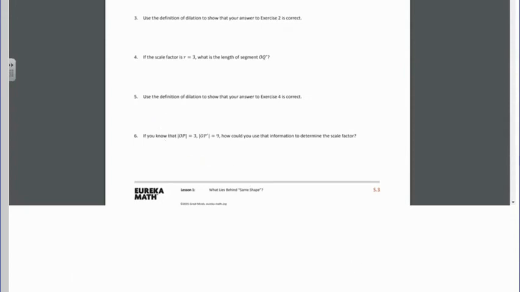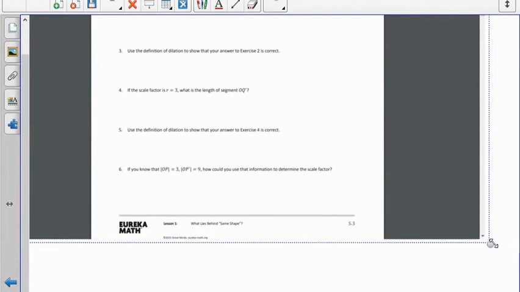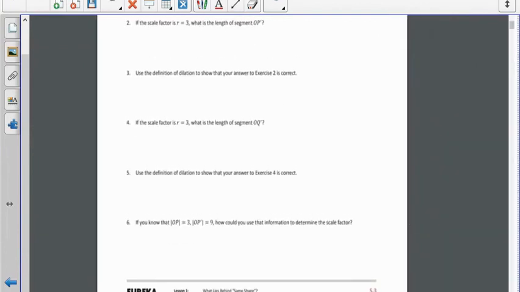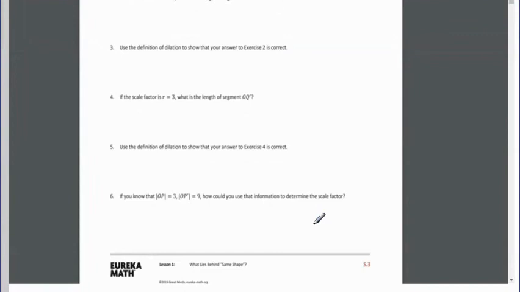Okay, and on here, you're going to look at number 6 because we're skipping number 5 as well. We're looking at number 6. This is not giving you a picture. It just gives you 2 numbers. It says O to P is 3, O to P prime is 9. How could you use that information to decide the scale factor?